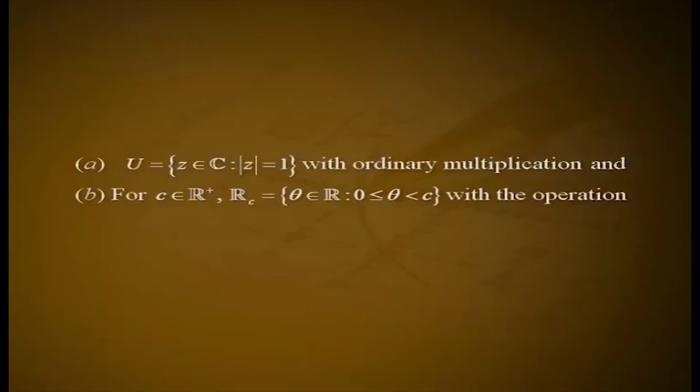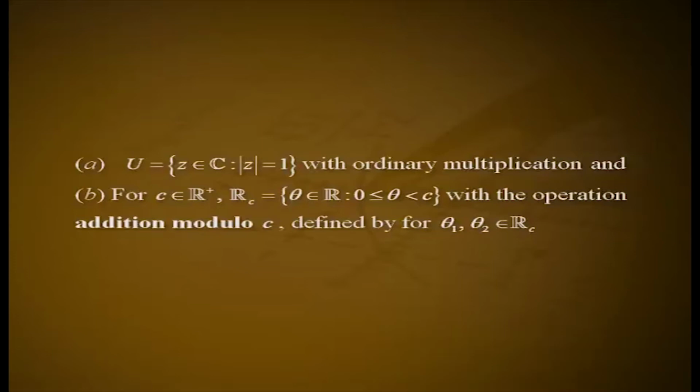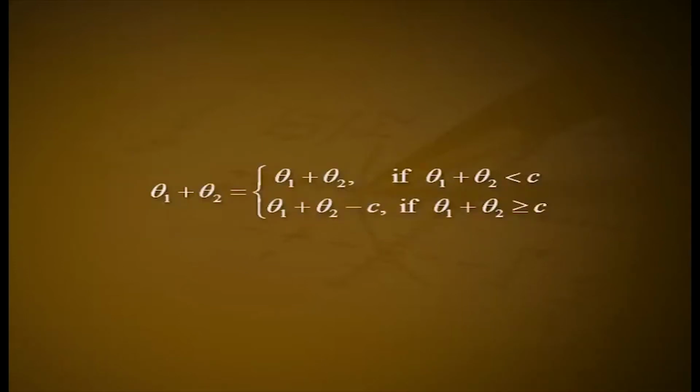Consider the following two binary structures. A. U = {z belongs to C such that |z| = 1} with the ordinary multiplication, and B. For c belonging to R+, R_c = {theta belongs to R such that 0 <= theta < c} with the operation addition modulo c defined by, for theta1, theta2 belonging to R_c, theta1 +_c theta2 is equal to theta1 + theta2 if theta1 + theta2 < c, or theta1 + theta2 - c if theta1 + theta2 >= c. Show that the above two binary structures are isomorphic.